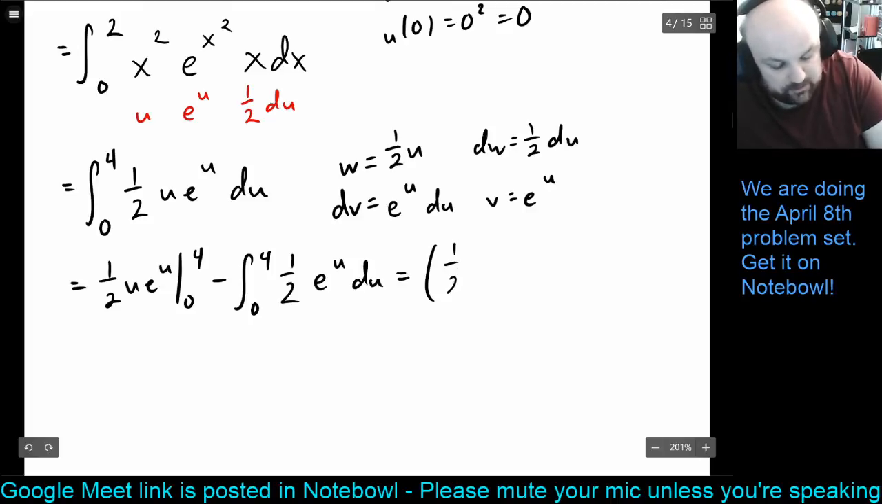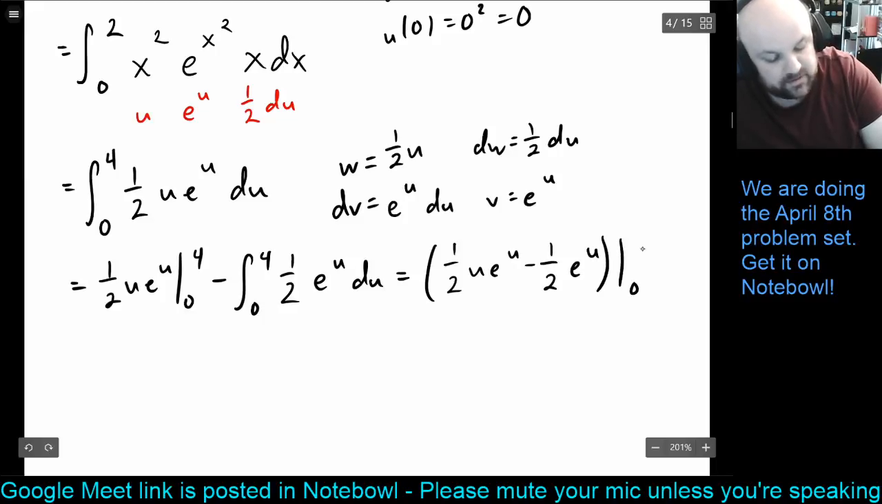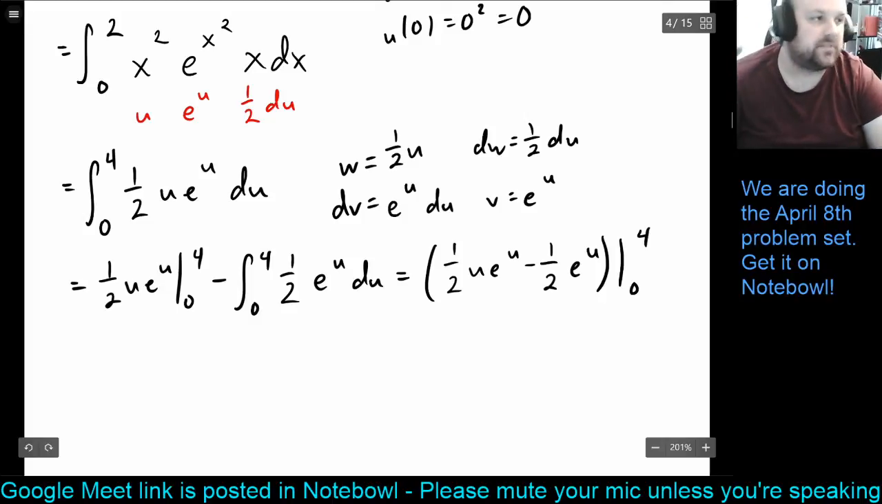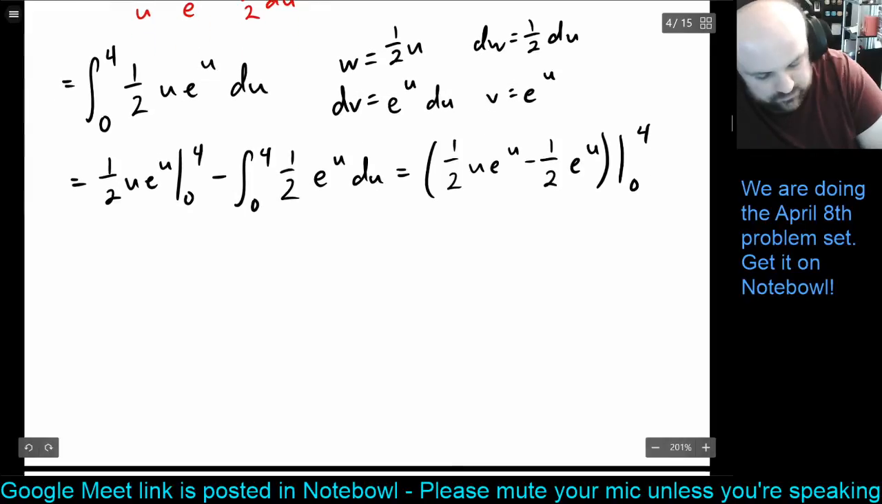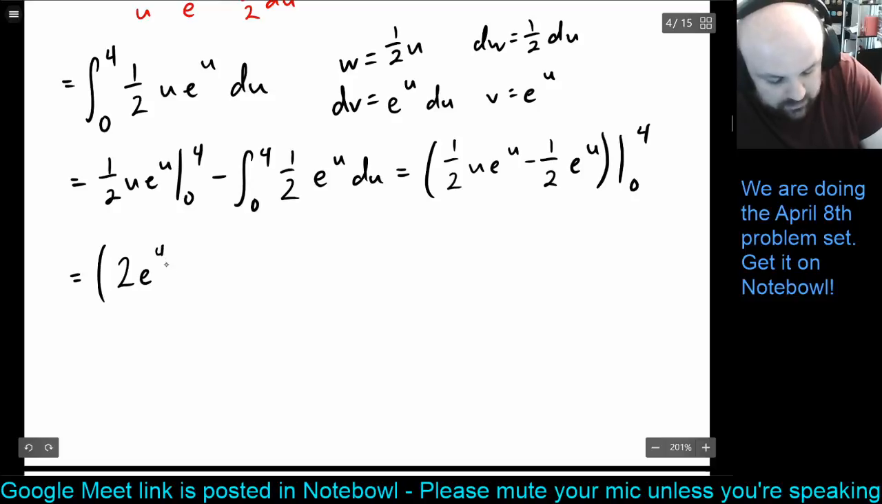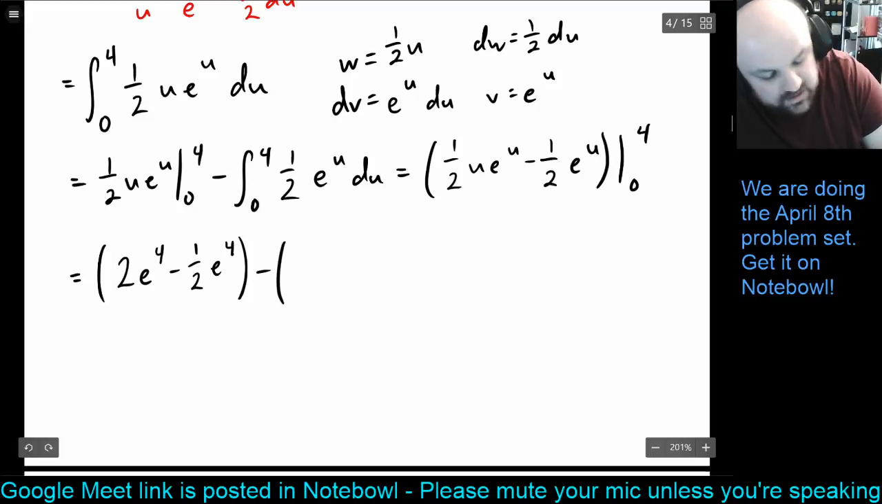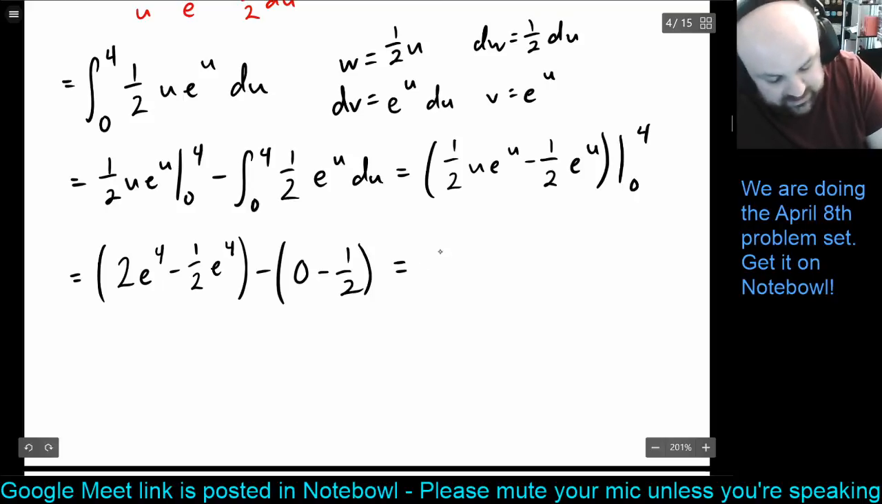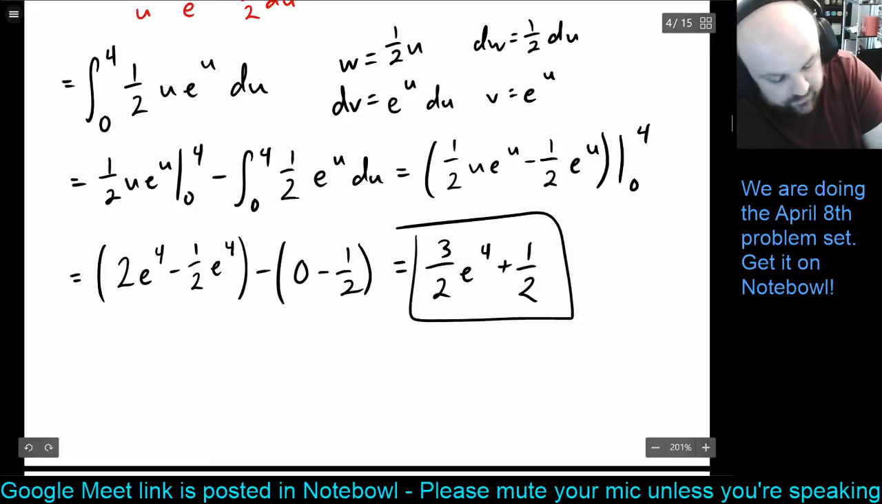So that's going to be 1/2 ue to the u minus 1/2 e to the u after we integrate it, from 0 to 4. How's that look? Now we just have to plug this in. Plug in the 4, we're going to get 2e to the 4th minus 1/2 e to the 4th. Minus, plug in the 0, we're going to get 0 minus 1/2. And so simplifying this, we're going to have 3/2 e to the 4th plus 1/2.